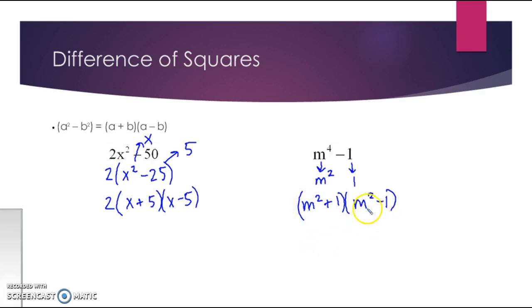But always look to see if we can keep going. I have a subtraction over here with perfect squares again. So the square root of m squared is m. Square root of 1 is 1. Bring down my first parentheses. That's still part of my answer. And then I have an m plus 1 and m minus 1. Always look to see if you can keep going to get as simple as you can.